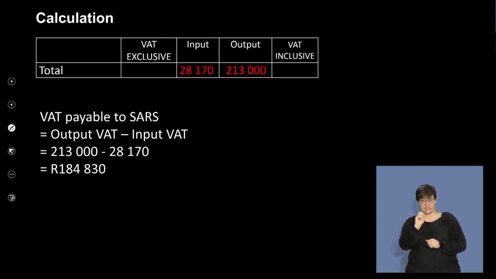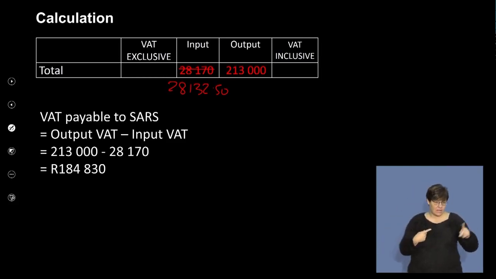So therefore, let's change this here to 28,132.50. Right. Now we've got the correct figures. Clearly, you can see you added all your VAT output amounts to give you a figure of 213,000. You then added your input figures to give you 28,132.50. Again, it's going to impact on this calculation here, so let's change it.